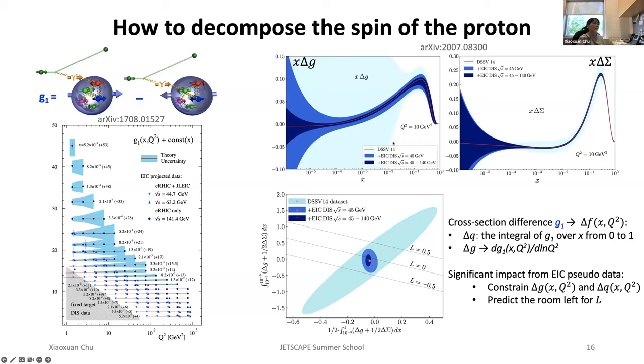By adding the EIC data, we could see the uncertainty is significantly reduced, from different collision energies, for the gluon spin and also for the quark spin. For the orbital angular momentum, you could look at the x-axis. The orbital angular momentum contribution is the proton spin minus the gluon and the quark spin. You could see by adding the EIC data, the orbital angular momentum contribution is also significantly reduced. And that is the impact of the EIC data in terms of the one-dimensional polarized parton distribution function.